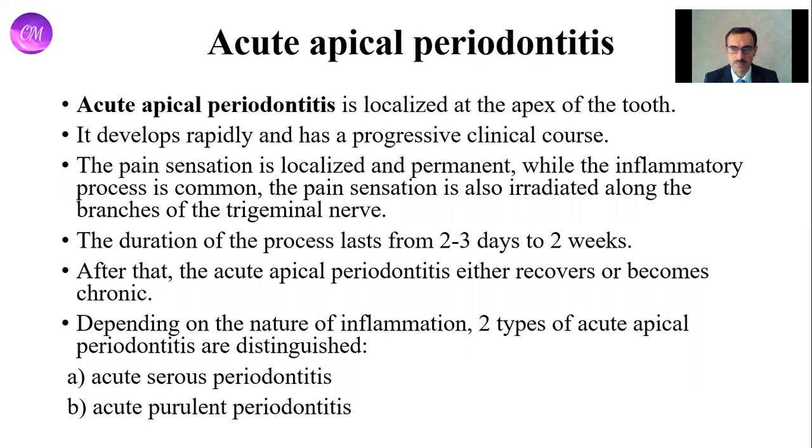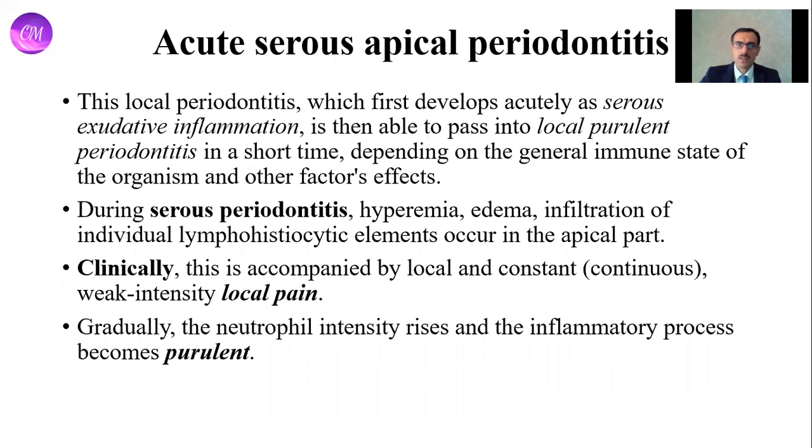Depending on the nature of inflammation, two types of acute apical periodontitis are distinguished. First, acute serous periodontitis, and second, acute purulent periodontitis. Acute serous apical periodontitis, which first develops acutely as serous exudative inflammation, is then able to pass into local purulent periodontitis in a short time, depending on the general immune state of the organism and other factors.